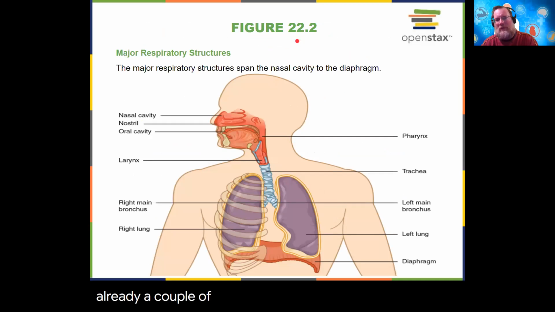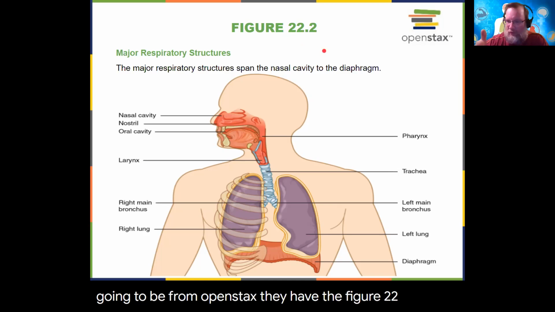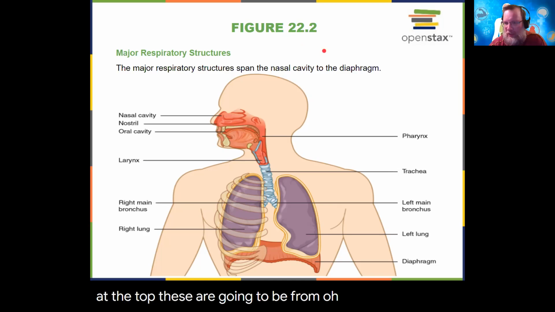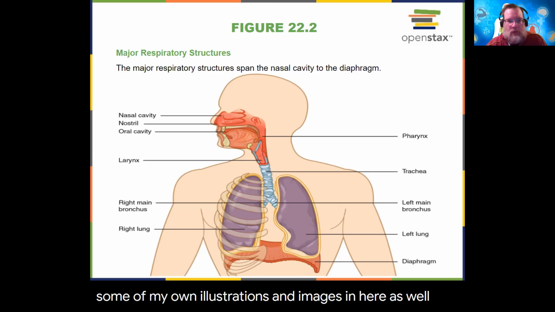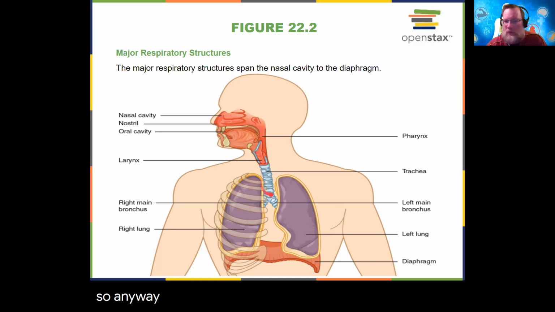Couple of images in this slide show. Several are going to be from OpenStax. They have the figure 22 whatever at the top. These are going to be from OpenStax. I did put some of my own illustrations and images in here as well. So anyway, that's just as a side note.